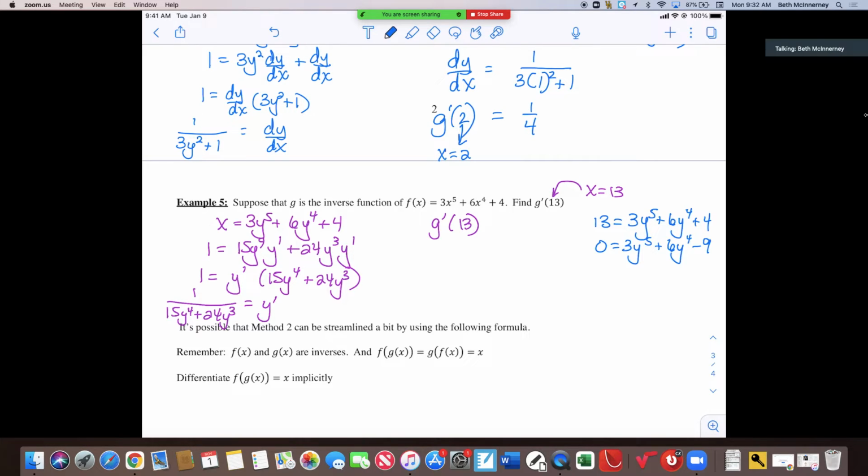So can you grab your graphing calculators and type that in: 3y to the 5th plus 6y to the 4th minus 9. You're going to graph it. You'll press your menu, analyze, and do the 0. On your iPad, you could grab Desmos and pop it in there.